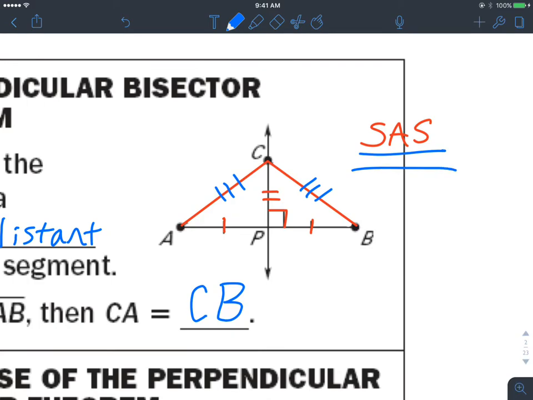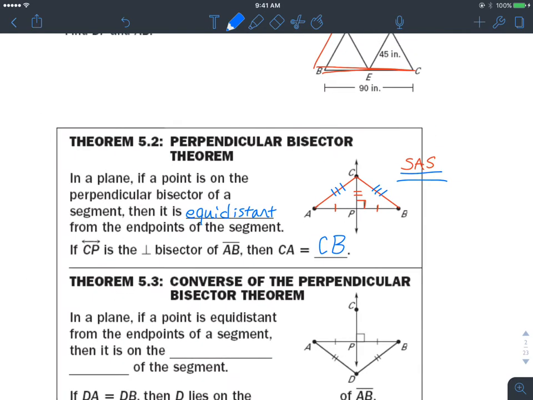You don't necessarily need to know the side angle side, you just need to know that if you have a perpendicular bisector, these segments connecting should be the same. All right, and that's based off of your side angle side.